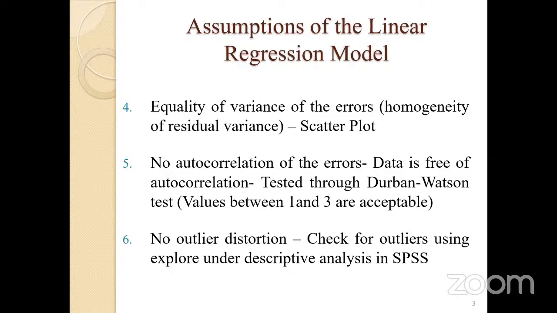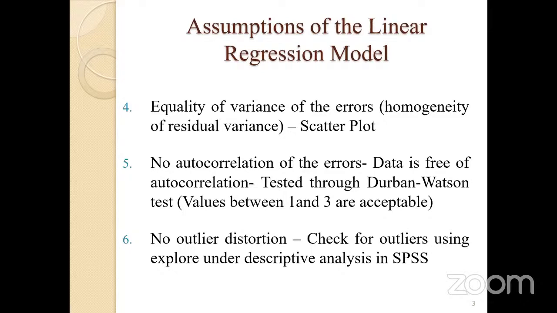And it can be tested using the Durbin-Watson test. Values of Durbin-Watson between 1 and 3 indicate that it is within limits. If it is below 1 or above 3, it is beyond limits. And therefore the data needs to be corrected before it can be used for regression. In EViews software, there are methods of correcting. In SPSS, there is no method for correcting the autocorrelation. If it is there, it is there.